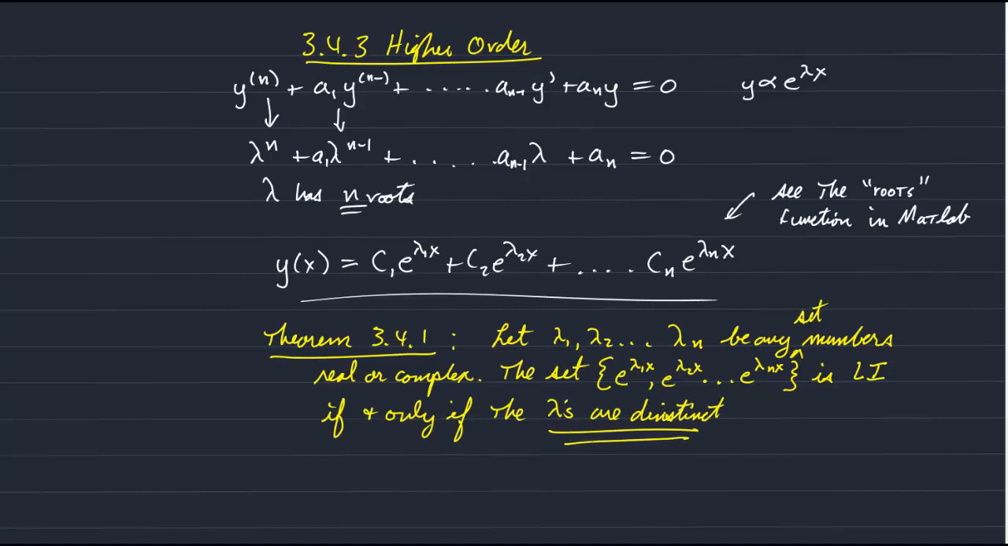So if we have an nth order ODE and we solve the characteristic equation and we get n roots, and if all the roots are different numbers, then the set of solutions e to the lambda 1x, e to the lambda 2x, all the way out to e to the lambda nx, this set of functions defines the linearly independent set and thus gives the general solution to the ODE. And that's important.